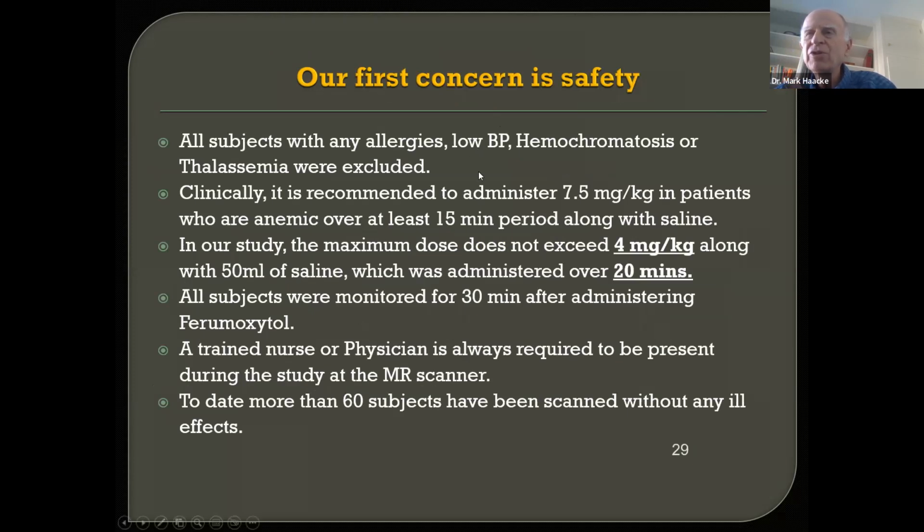Of course, our major concern in doing this is with allergies. Our major concern is safety, right? So anybody with allergies or low blood pressure or hemochromatosis or thalassemia, we don't use this contrast agent. But this contrast agent is FDA approved to treat people with anemia. So they use this with a much higher concentration than we use it in order to medically treat those patients with anemia. In that case, you would use a dose of 7.5 milligrams per kilogram over a 15-minute time period. In our study, the maximum we use is 4 milligrams per kilogram, and we inject it over 20 minutes.